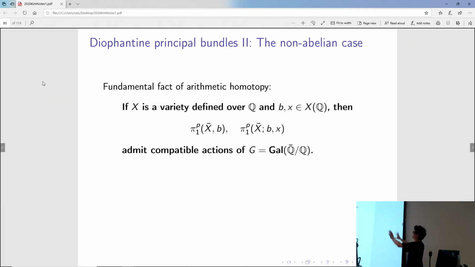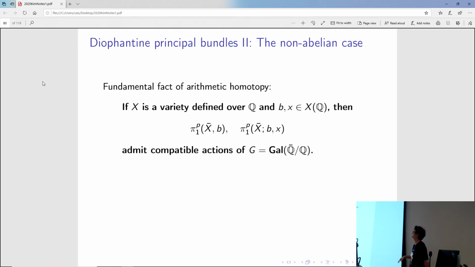Again, maybe a pretentious slide, but what you might view as the fundamental fact of arithmetic homotopy theory is that if you have a variety defined over Q and you have rational points, if you take these rational points as base points, then all of these objects admit compatible actions of the absolute Galois group. The Galois group acts on the fundamental group by group automorphisms. It also acts on the space of paths in such a way that the action of the fundamental group on the space of paths is compatible with the Galois action. Next lecture I'll remind you very quickly where this action comes from.